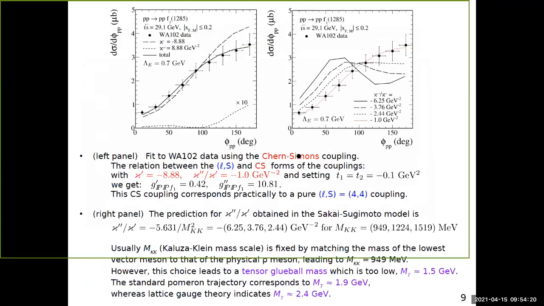Okay, now I will discuss the Chern-Simons coupling in comparison to data. In the left panel, we show our fit to the data. There the interference term can also be seen.